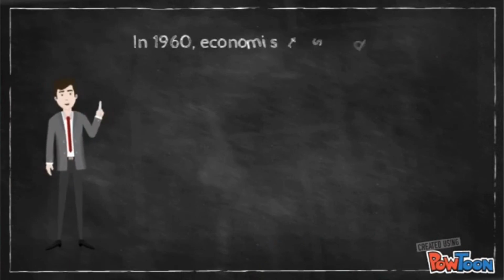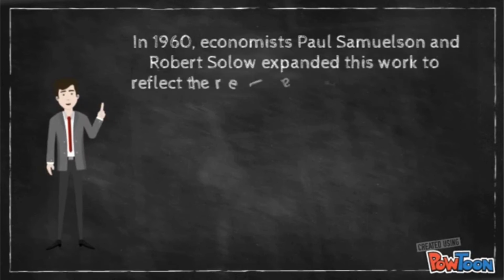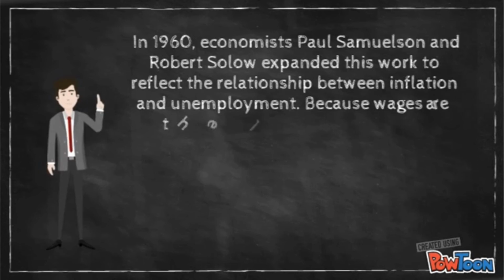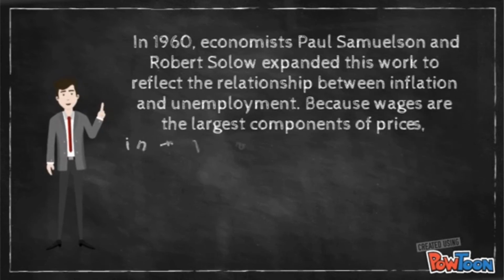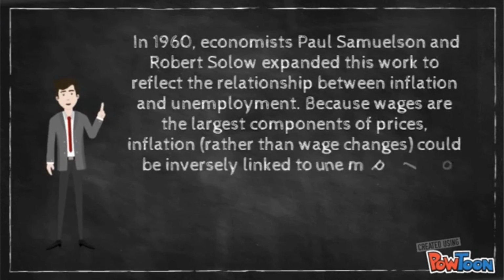In 1960, economists Paul Samuelson and Robert Solow expanded this work to reflect the relationship between inflation and unemployment. Because wages are the largest component of prices, inflation rather than wage changes could be inversely linked to unemployment.